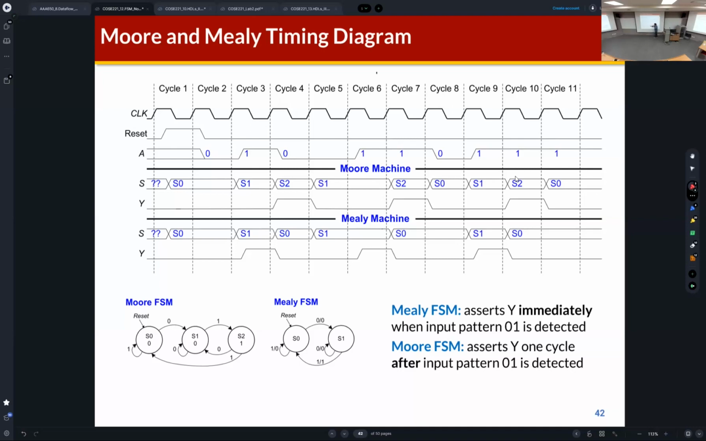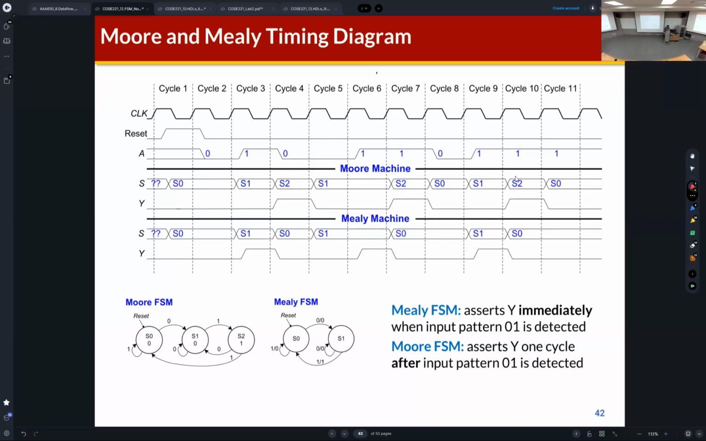But in the Mealy FSM, the output is the combination of input and state. Which means that when the input changes, the output changes immediately. Okay, that is the difference. So let's see the timing diagram of Moore FSM and Mealy FSM.